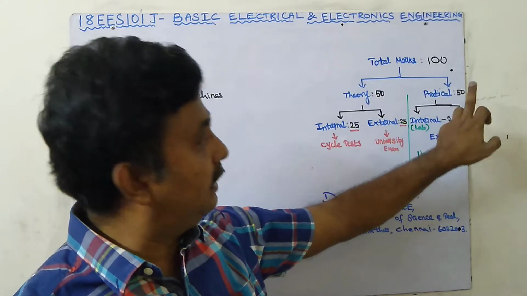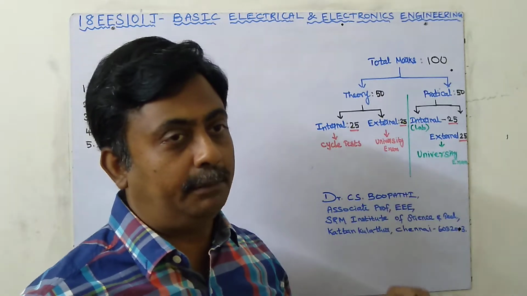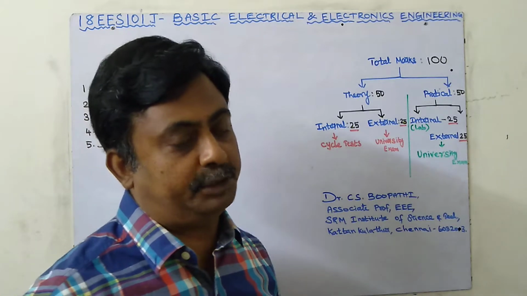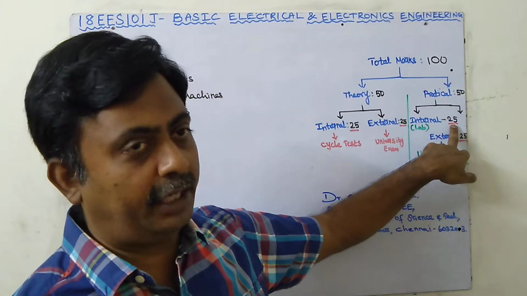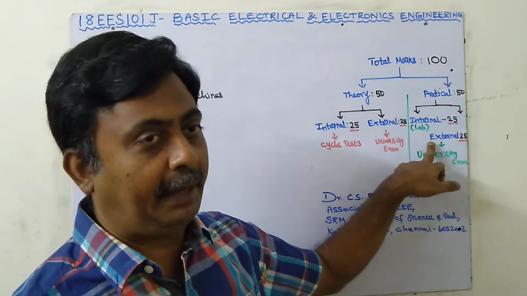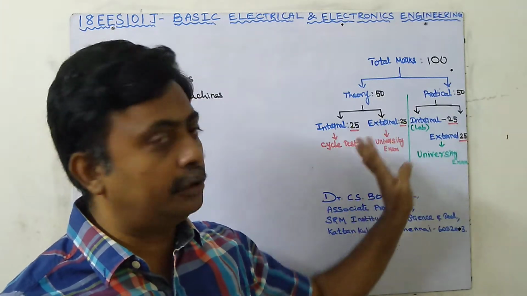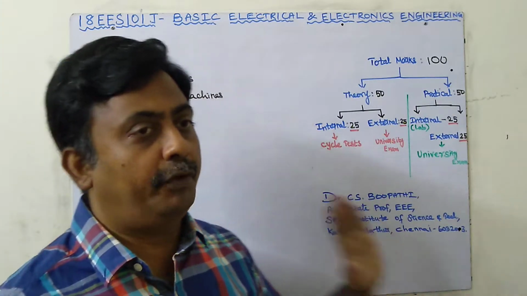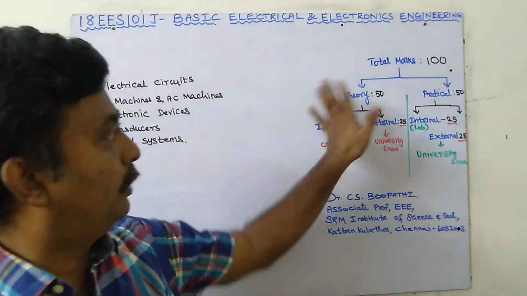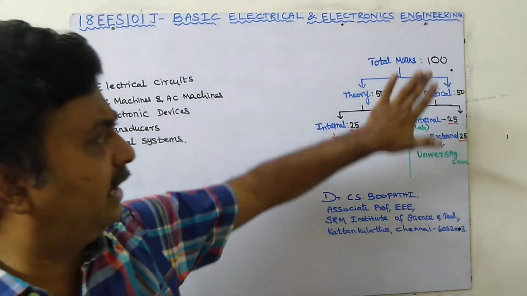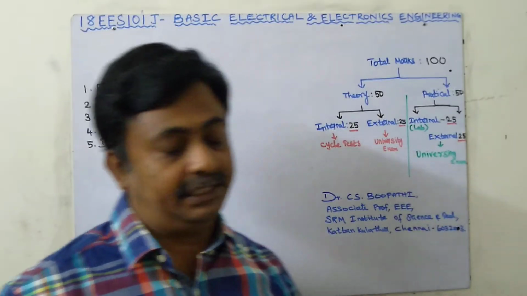Coming to the practical, there is also internal 25 marks and external 25 marks. Internal, during the laboratory sessions you will have some lab marks, with a lab split-up, and among these there will be a model examination, consisting of 25 marks. External is the university practical, consisting of 25 marks. Put together it is 100 marks, and you have to score 50 marks to pass the subject. That's about the J course. You can see this very clearly mentioned in the SRM 2018 regulation.